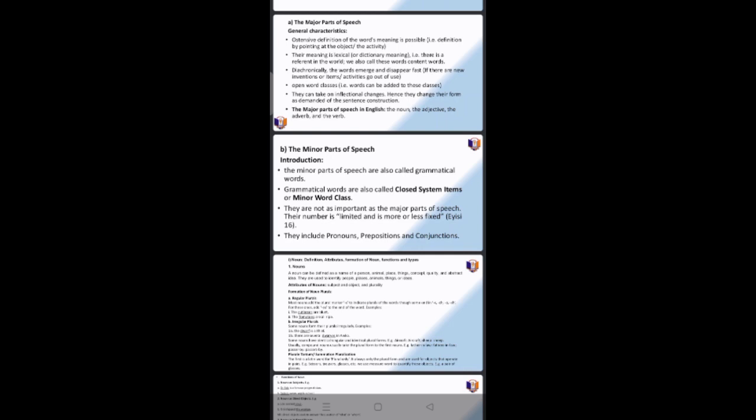That is, words can be added to these classes. The next point, they can take on inflectional changes. Hence, they change their form as demanded of the sentence construction. The major parts of speech in English include the noun, the adjective, the adverb, and the verb.